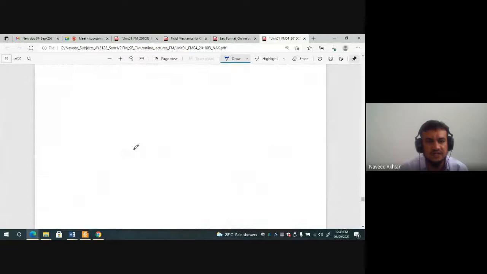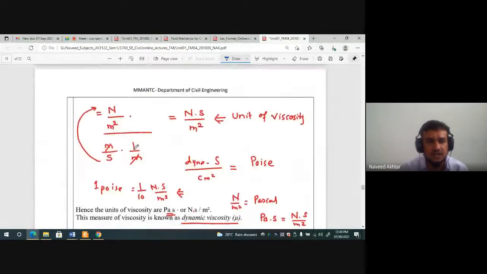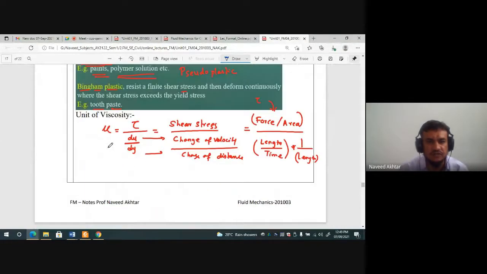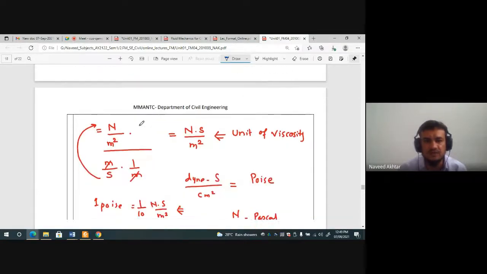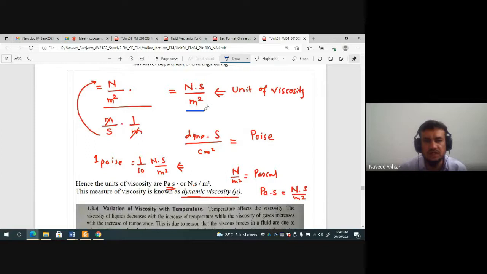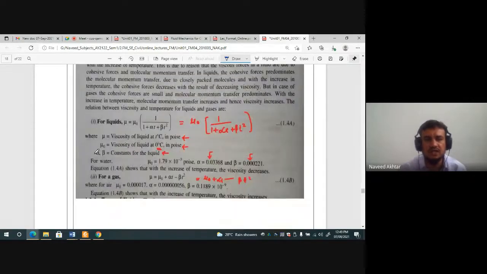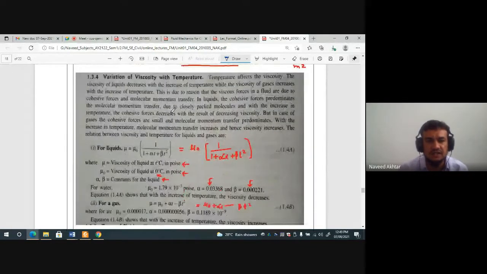How to calculate the unit of viscosity? I have shown this here. The shear stress tau is proportional to du upon dy, the change of velocity to the change of distance, which is also called the velocity gradient. And shear stress tau is force upon area. From that you find out the unit of viscosity. Okay. Then the variation with temperature for liquid.